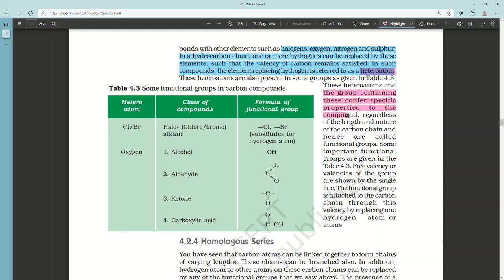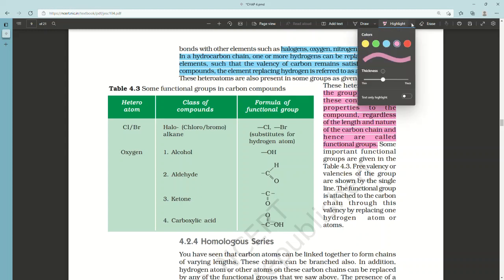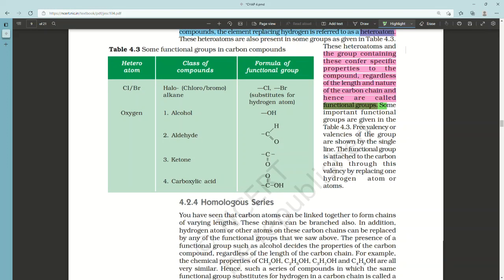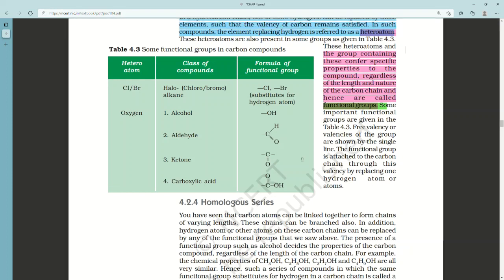Topic 4.2.4 Homologous series. You have seen that carbon atoms can be linked together to form chains of varying lengths. These chains can be branched also. In addition, hydrogen atoms or other atoms on these carbon chains can be replaced by any of the functional groups that we saw above. The presence of a functional group such as alcohol decides the properties of the carbon compound regardless of the length of the carbon chain.